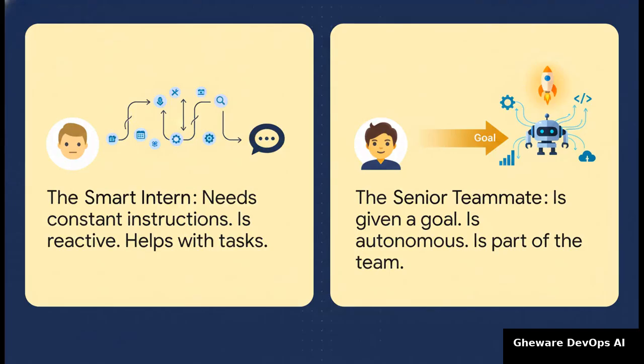Here's another way to think about it that I find really helps it click. A chatbot is like a smart intern. They're super helpful, but you have to give them constant, really specific instructions. It's reactive. But an agent is more like a senior teammate. You don't give them a checklist, you give them a goal. You say, hey, we need to launch this product, and they figure out the plan and start executing. They're not just helping you anymore, they're an autonomous part of your team.